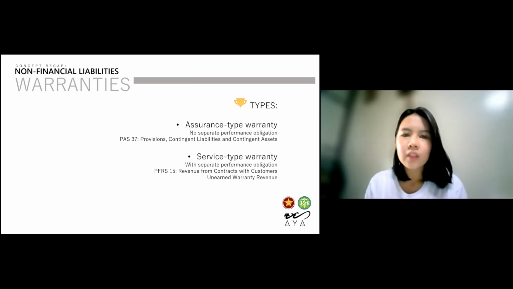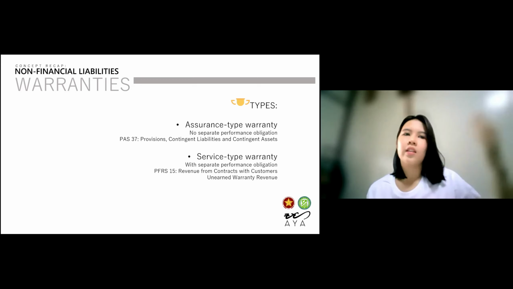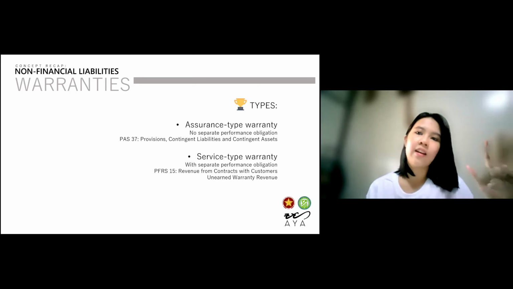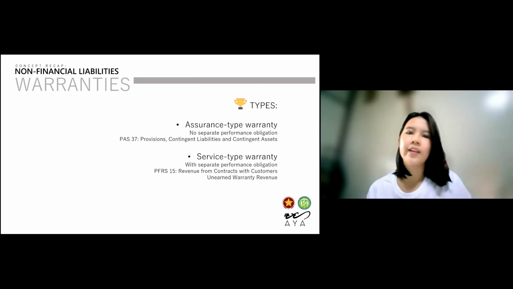So, given that it is provisioned by PAS 37 or IAS 37, under provisions, contingent liabilities, and contingent assets. What else? When we're accounting for assurance type warranty, usually apart from the sale, we're just entering a debit to warranty expense and a credit to warranty liability.